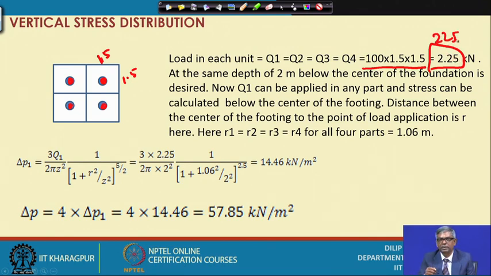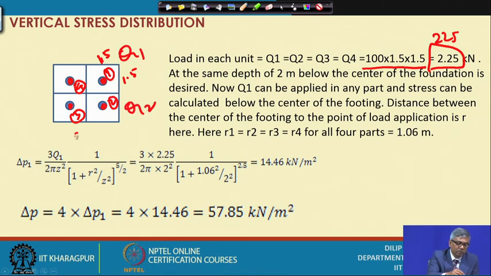It was 900, so it will be 225. So, now Q1, Q2, Q3, Q4. Suppose I consider this is 1, this is 2, this is 3 and this is 4. Everywhere, if I consider this is Q1, this is Q2, this is Q3 and this is Q4, then Q1, Q2, Q3, Q4 are all equal, and all are equal to 225 kilonewton.